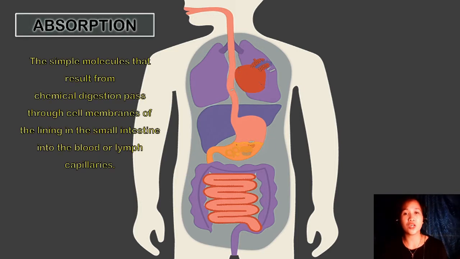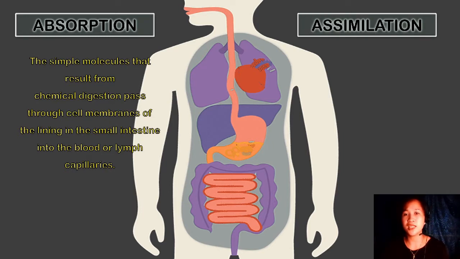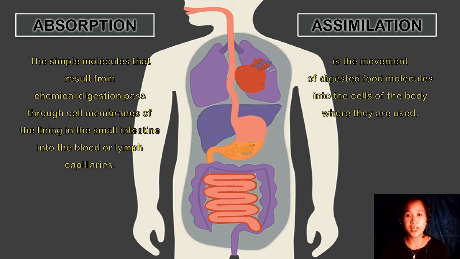During digestion, food is broken down into smaller parts, a fraction of which is made up of nutrients. These nutrients are circulated to the different parts of the body through the bloodstream and assimilated by the cells, a process called assimilation. This is the movement of digested food molecules into the cells of the body where they are used.